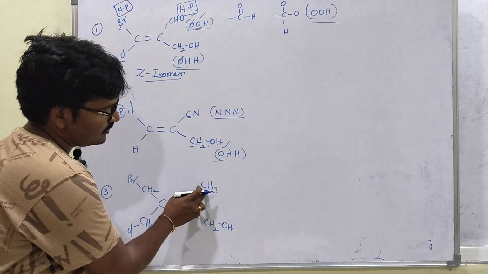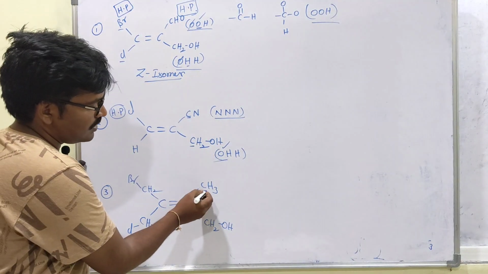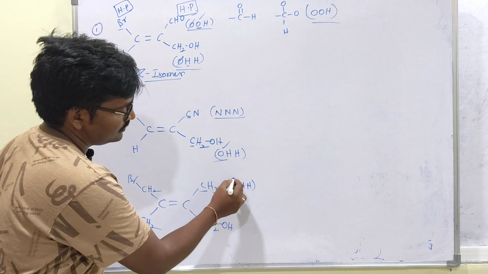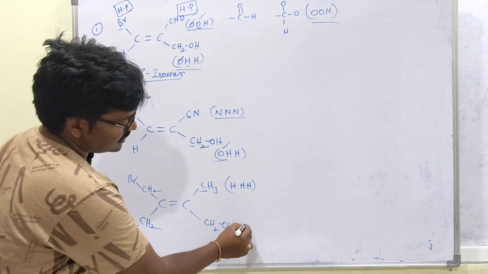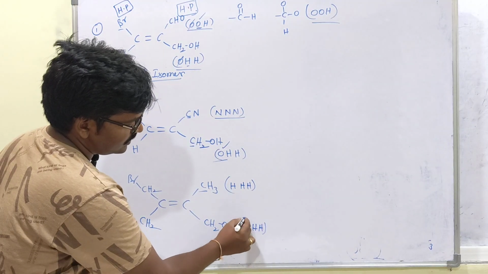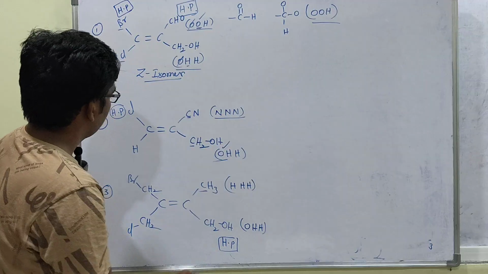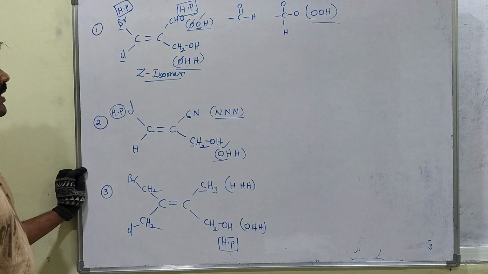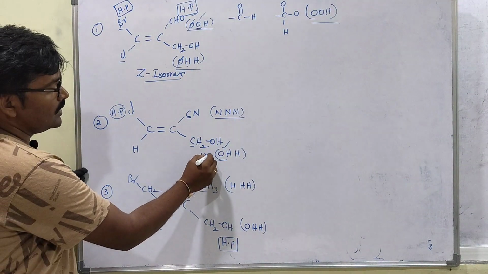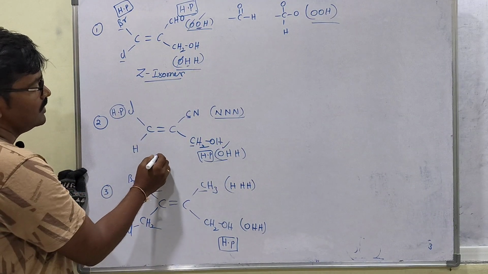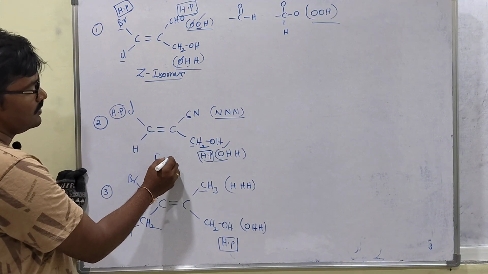Then go for, sir, here carbon, next atoms are hydrogen. Then here oxygen, hydrogen. Sir, which is the higher priority? This is the higher priority, right? Sir, here this is the higher priority. I told you, when higher priority groups are away from each other, then it is the E isomer.